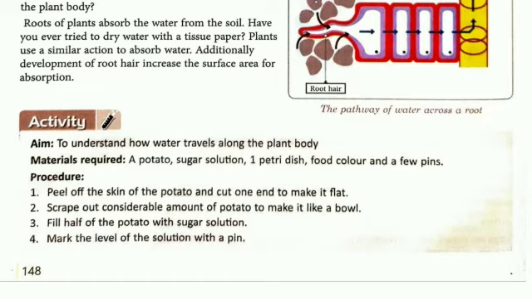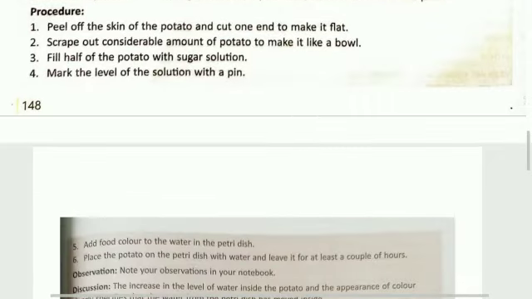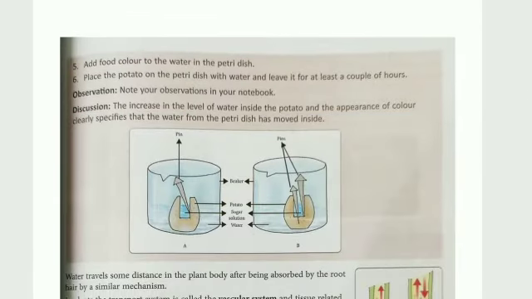Mark the level of the solution with a pin, एक पिन लगा करके कि कितना हमने डाला उसको. Okay, look at this picture. एक पिन लगा दिए वहां पे. Add food color to the water in the petri dish. उस डिस्क के अंदर थोड़ा सा फूड कलर डाल दो ताकि आपको पता चल जाए ना कि वाटर जो पहुंचा, अगर कलरलेस होगा तो पता नहीं चलेगा ना. Place the potato on a petri dish with water and leave it for at least a couple of hours. मतलब कुछ घंटा के लिए छोड़ देना है.